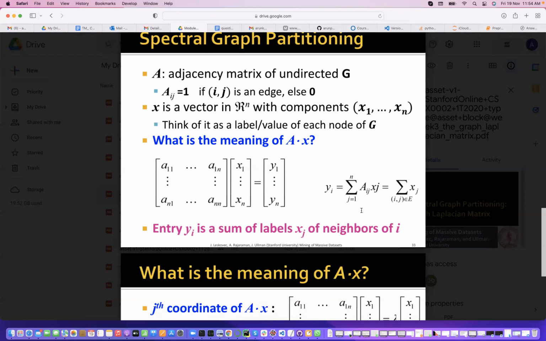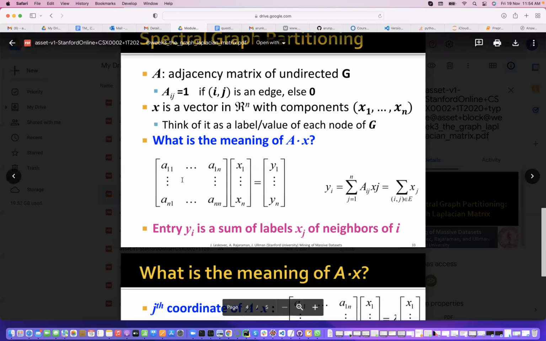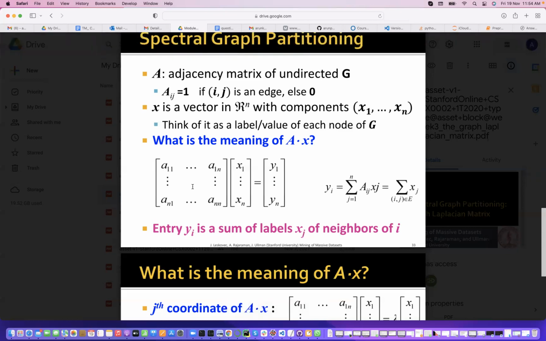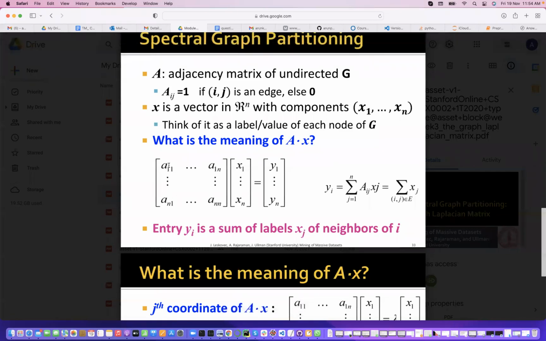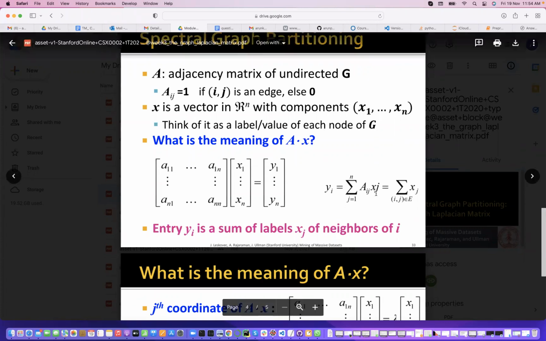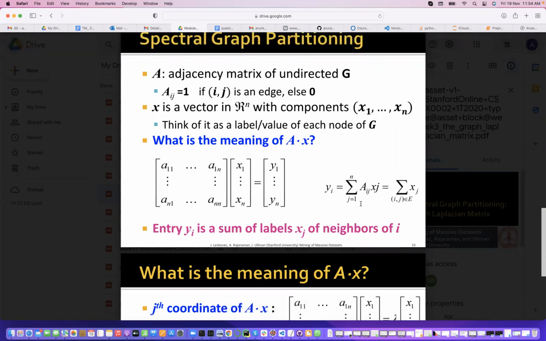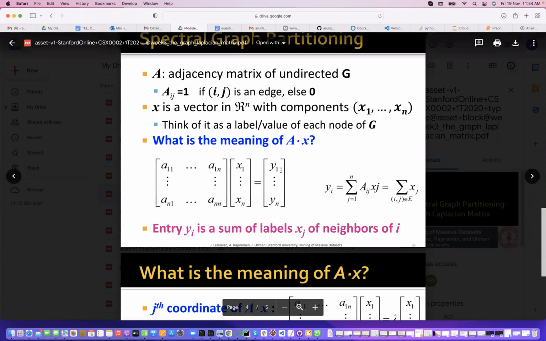Okay, yi equal to, because the aij's are what? They are simply zeros or ones, right? Because aij equal to 1 where there is an edge, so these matrix values are either zeros or 1. So yi is nothing but the sum over j equal to 1 to n of aij xj, right?